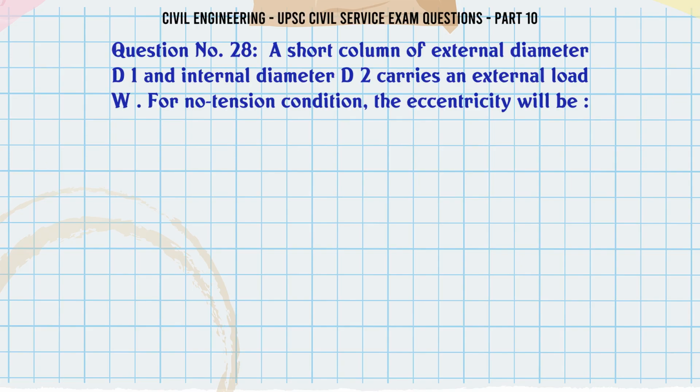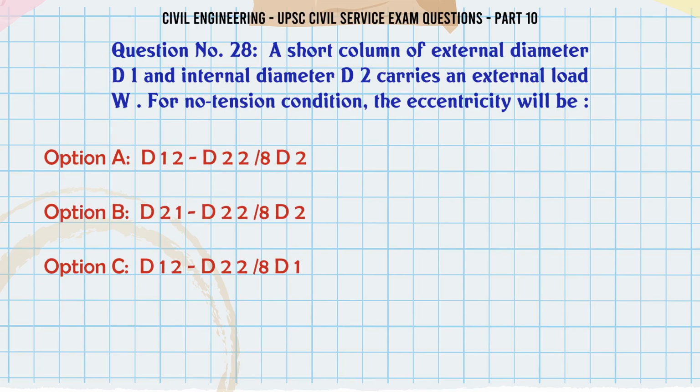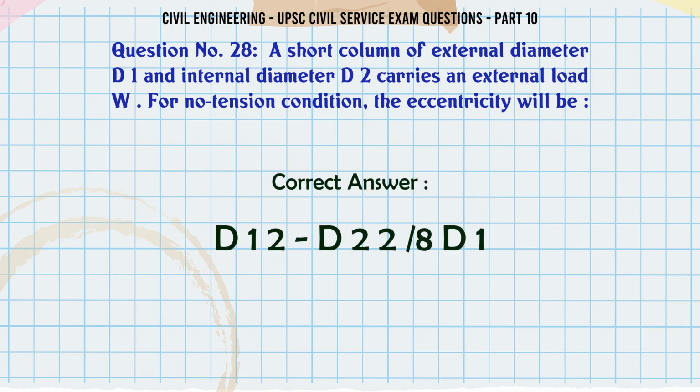A short column of external diameter D1 and internal diameter D2 carries an external load W. For no tension condition, the eccentricity will be: A. (D1² + D2²)/(8 D2), B. (D1² + D2²)/(8 D2), C. (D1² + D2²)/(8 D1), D. (D1 + D2)²/(8 D1). The correct answer is (D1² + D2²)/(8 D1).